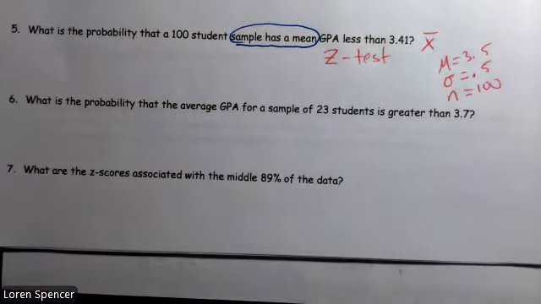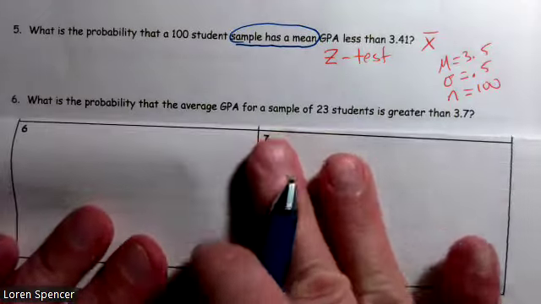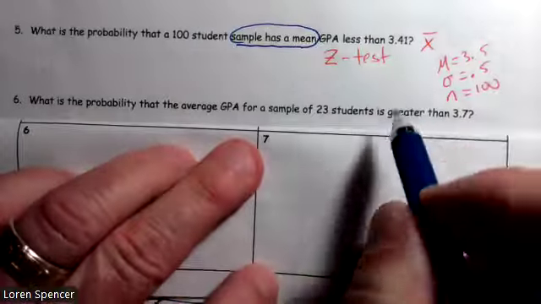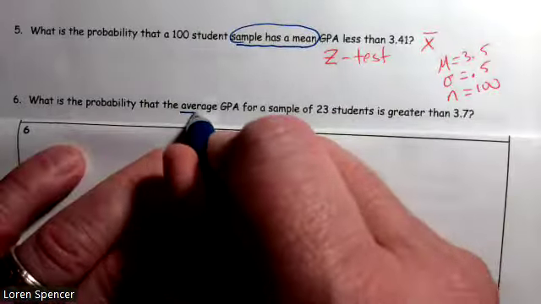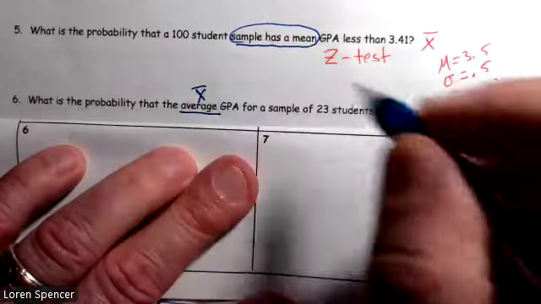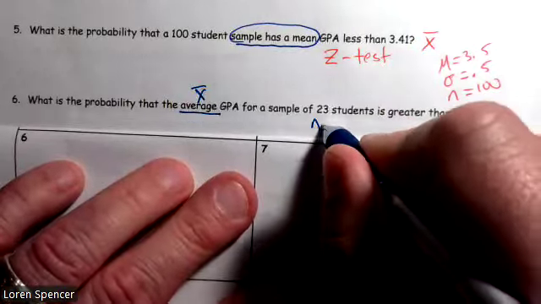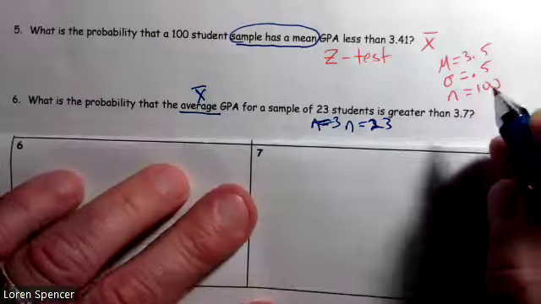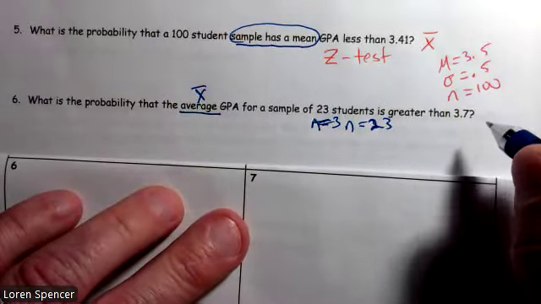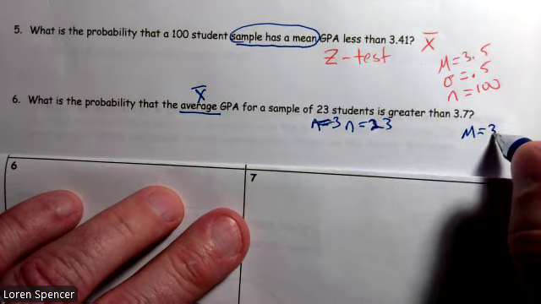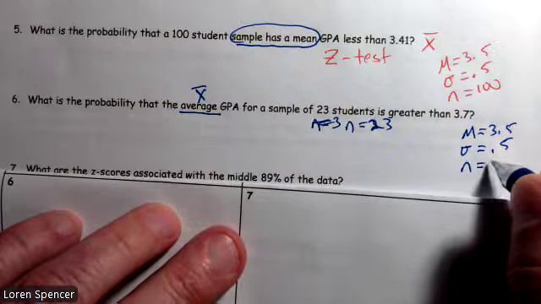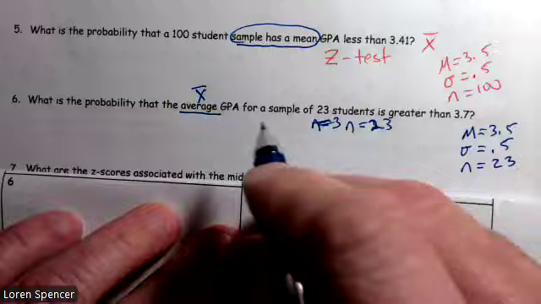Okay. Number 6 and 7. What is the probability that the average GPA for a sample of 23 students is greater than 3.7? So we're asking for average. So that means we're asking for an X bar. And we have a sample size of 23. So let's go back to what we know. We know our mean is 3.5. We know our standard deviation is 0.5. And we know that our sample size is, in this case, 23.